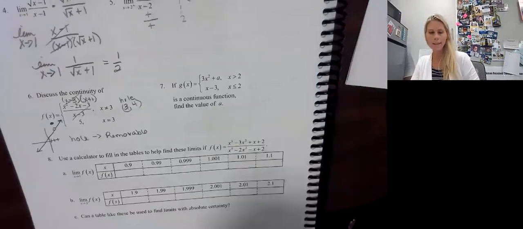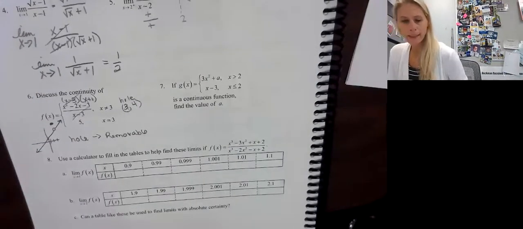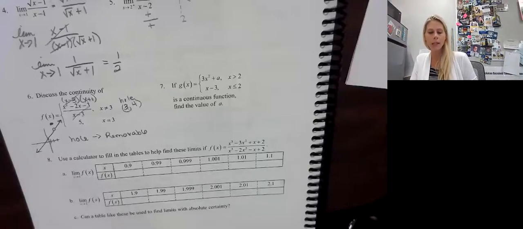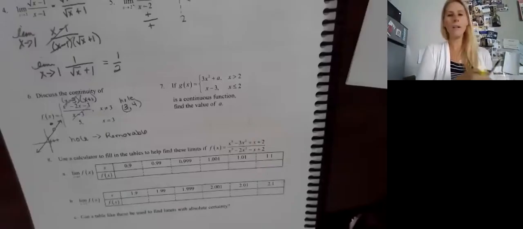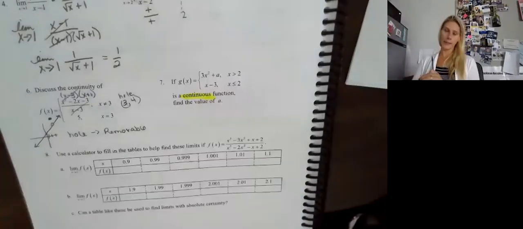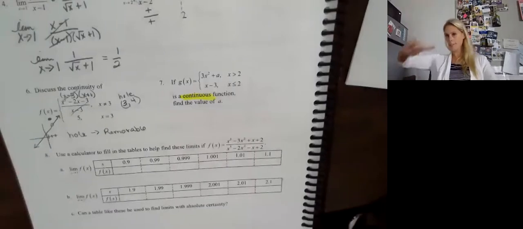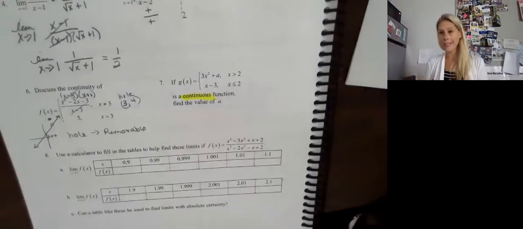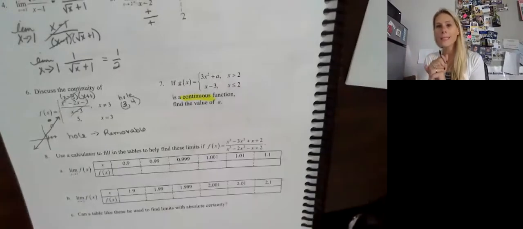All right, look at 7. If this piecewise is a continuous function, find the value of a. So here is, oh, I guess my light didn't work. Here's what I want to point out. You already know it's continuous. So what does that mean? That means on the graph, I shouldn't have to pick up my finger. So in actuality, what that means is when I plug in 2, they come to the same value.